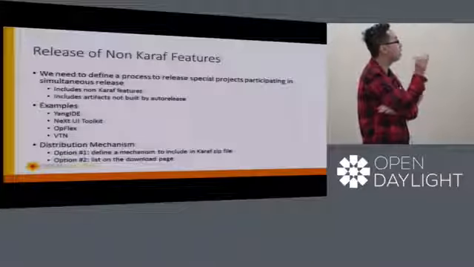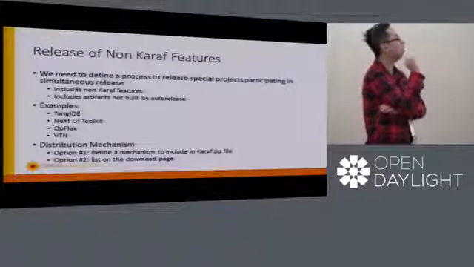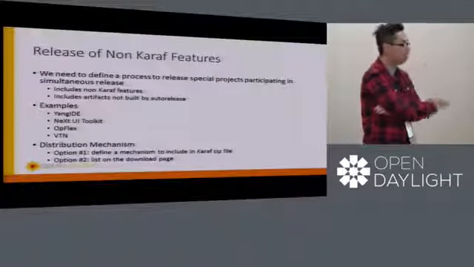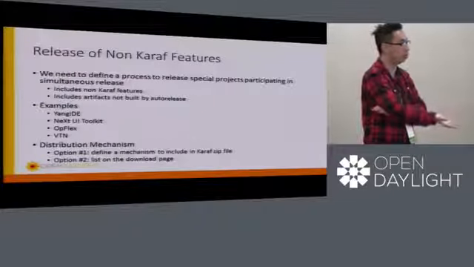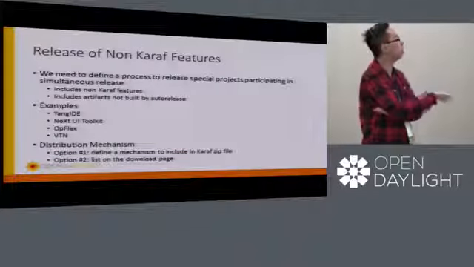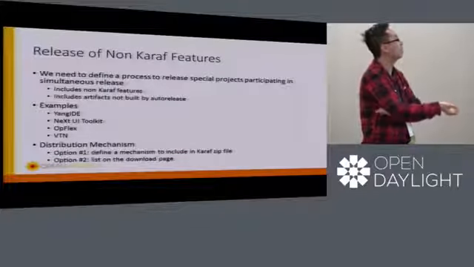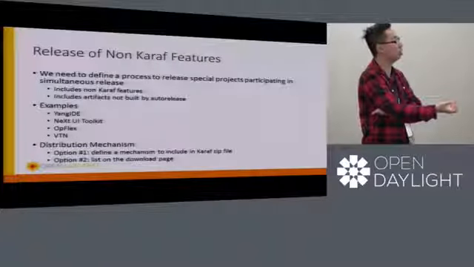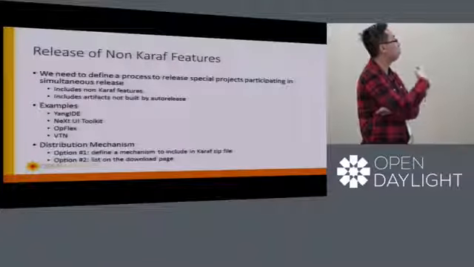So, going back to recap, some projects do not need to participate in the simultaneous release, and it shouldn't impact them in terms of getting to maturity. But for the projects that do decide to participate in the simultaneous release, should we define the process for how they should distribute their artifacts?